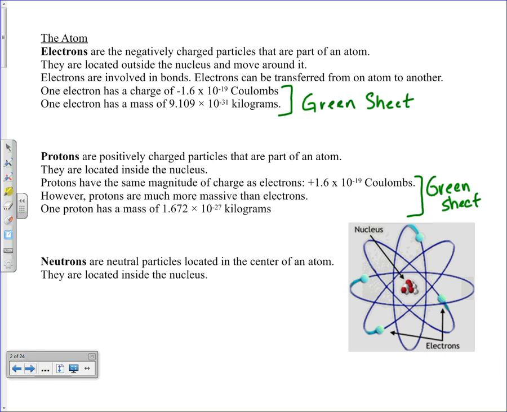Finally, neutrons are neutral particles located in the center of the atom, in the nucleus. And just a reminder that breaking apart the nucleus is very difficult and releases a lot of energy. And we're not going to be talking about atomic fusion or fission here. What we are going to be talking about is what happens when electrons transfer between atoms.